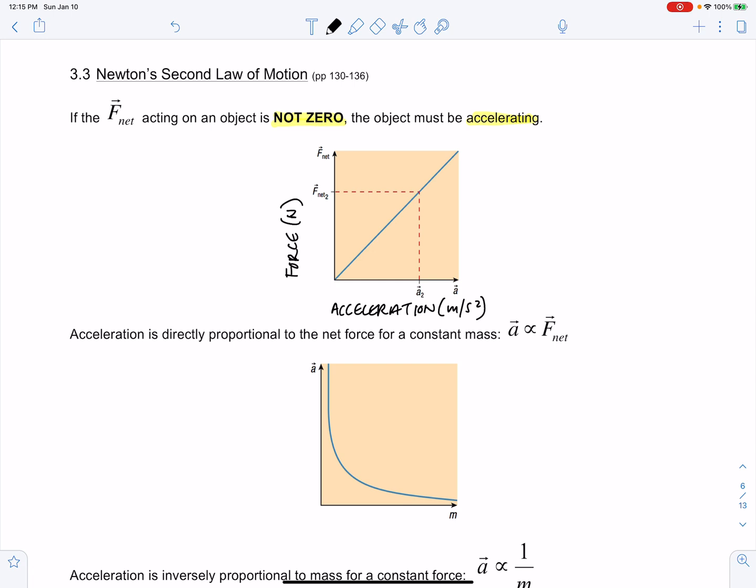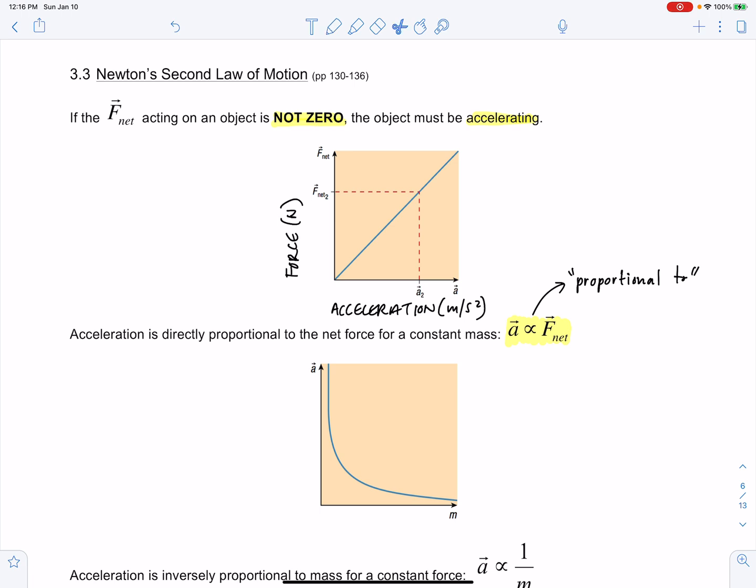So for a fixed mass, the greater the force, the larger the acceleration. Similarly, the smaller the force, the smaller the acceleration. We can express this by saying that the acceleration is directly proportional to the net force for a constant mass. And we can write that relationship in this proportionality statement, which states acceleration, and this Greek letter alpha means proportional to. So acceleration is proportional to the net force.